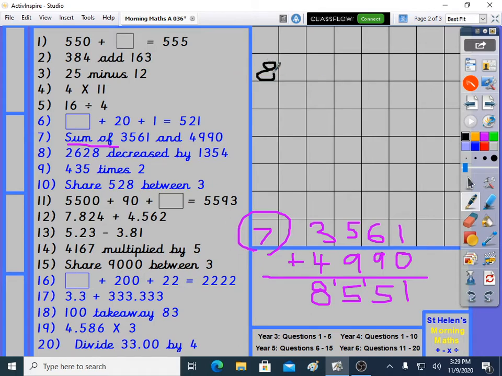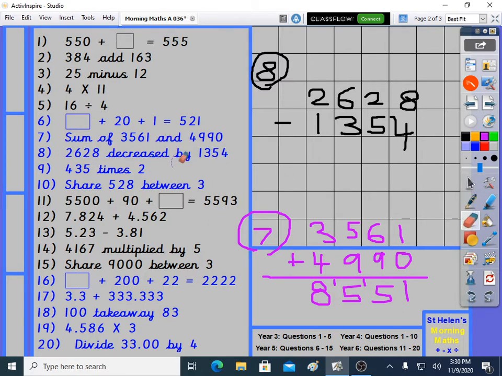Question 8, I'll do up here. This is another 4-digit question. 4-digit number, take away a 4-digit number. So in a takeaway that's a word problem like this one, you're going to have the biggest number at the top. 2,628 decreased by, that means take away 1,354. So the biggest number was at the front of the question, and then the smallest number. But if it's a takeaway and you're doing column method, you're always going to want the biggest number at the top. 8 take away 4 is 4.